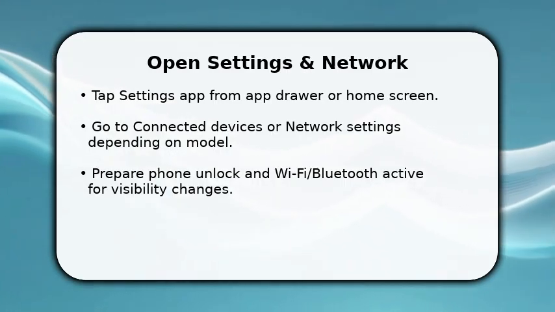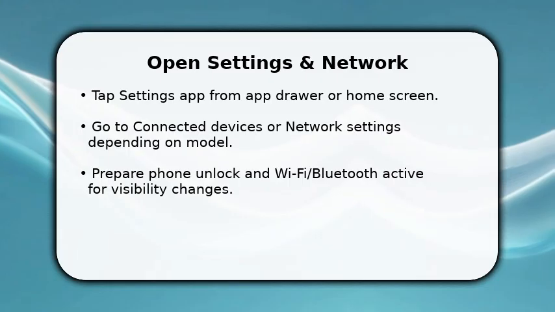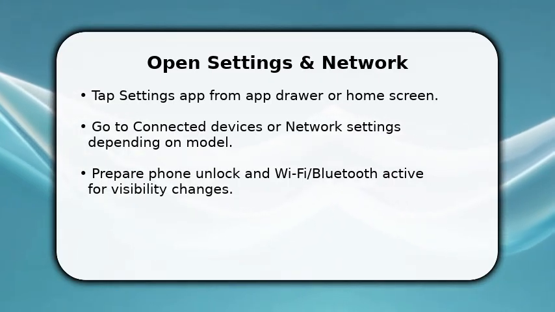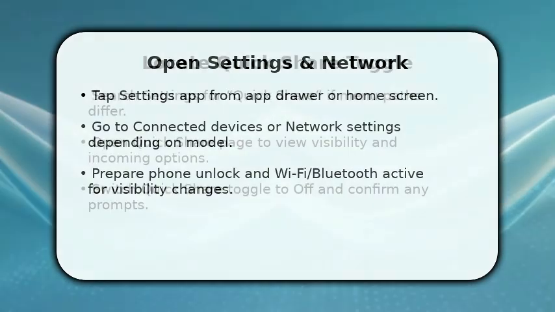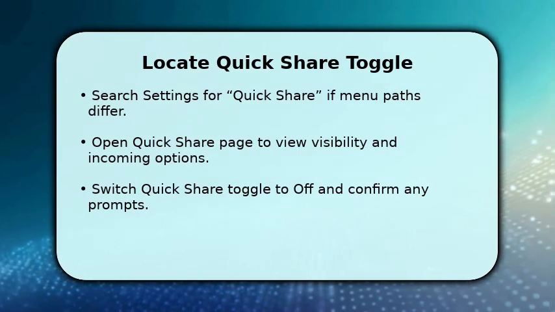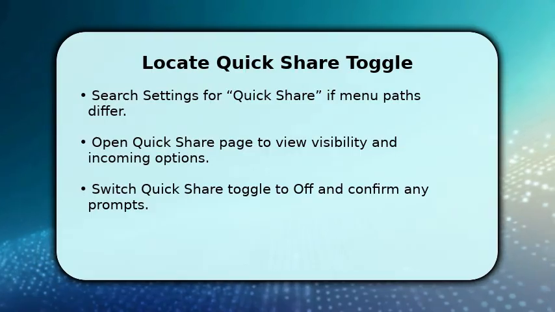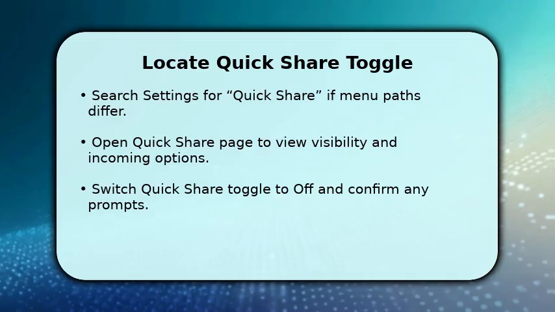If you don't see Connected Devices, search Settings for Quick Share using the magnifier at top. This gets you exactly where the switch lives, so you can toggle it off. Once done, find Quick Share on the Connected Devices page or via Settings search. Tap it to open detailed controls.